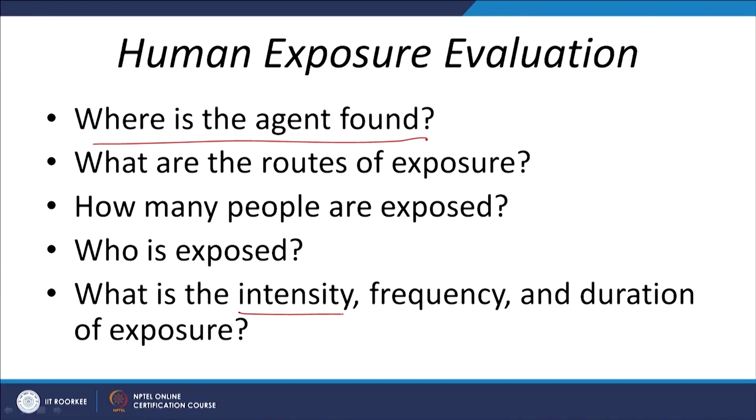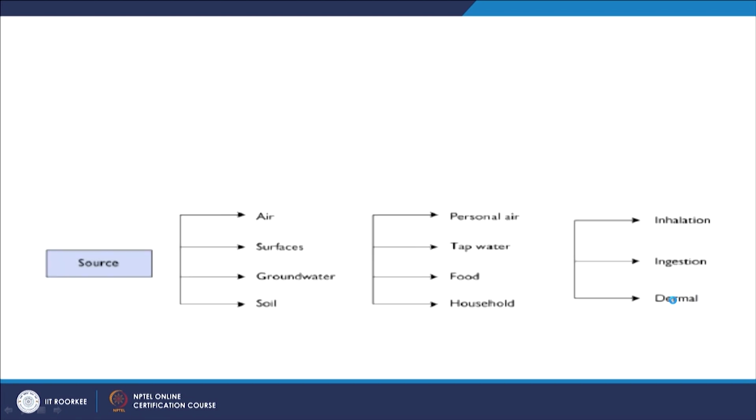How many people, or what is the level of population that is being exposed? Who is exposed, right? Is it healthy humans, or is it infants, or let us say elderly people who are more susceptible? So what kind of population is being exposed, right? And then more importantly, what is the intensity, frequency and duration, right? We are going to look at why this is relevant in the next slide, I believe. Again, I guess we have some other aspects.